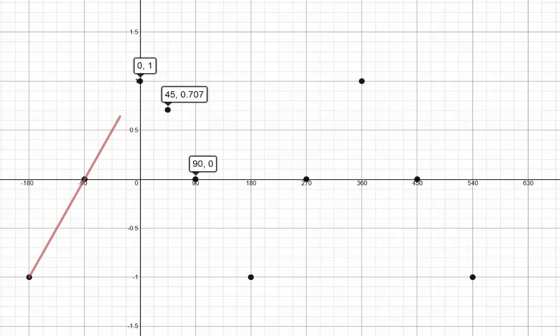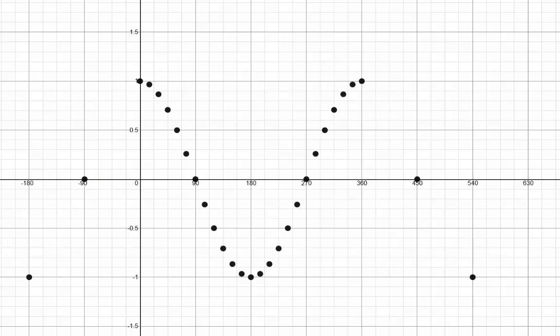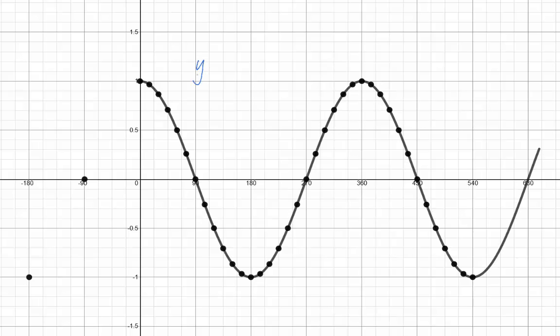We can work out the coordinates of other points on this graph using a calculator and plotting them as we go. You can see that these are going to form a curve, so let's join them up with a smooth curve, which gives us our graph of y equals cos x.